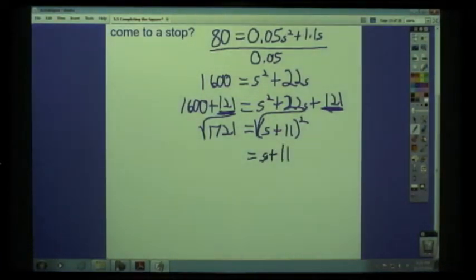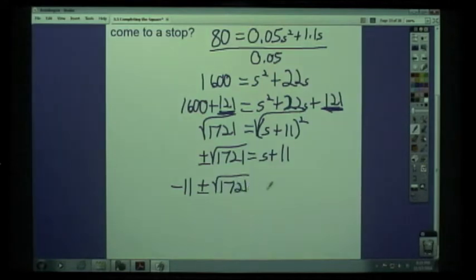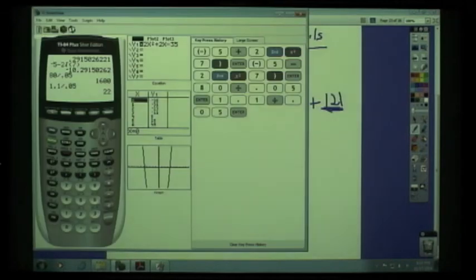That's a variable s right there. Square root over here. So when we took that square root, we have to put that plus or minus. Then we subtract the 11. So it's going to be negative 11 plus or minus the square root of 1721 to get my speed. Guys, you're talking about the speed of a car. So make sure you realize on this one that you need just the positive answer.